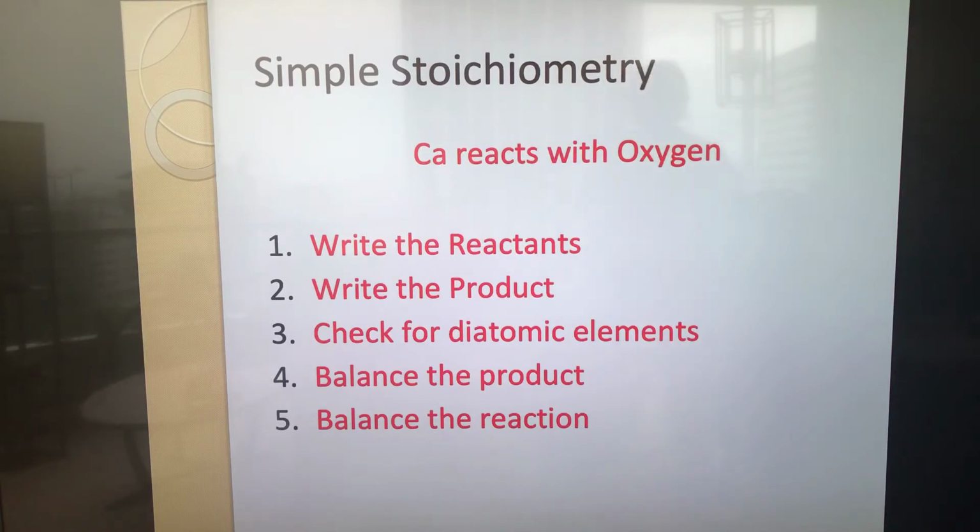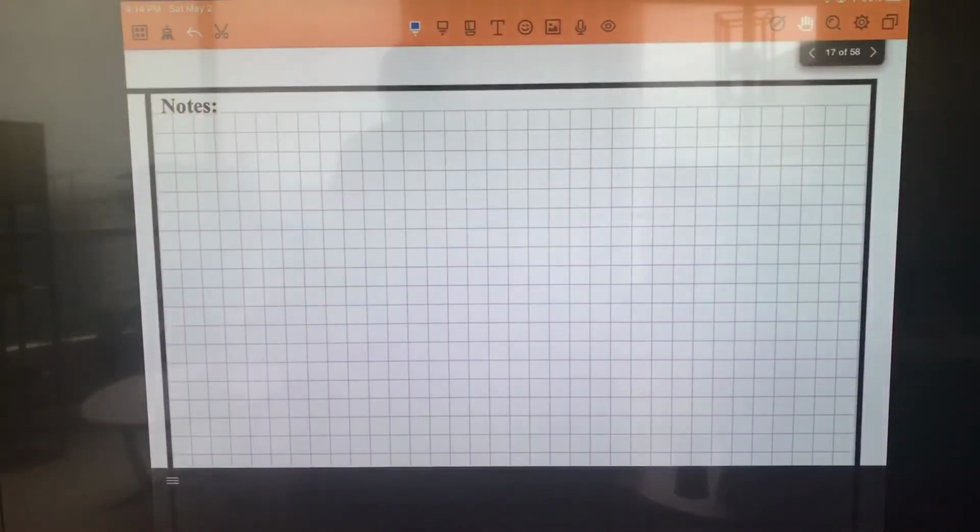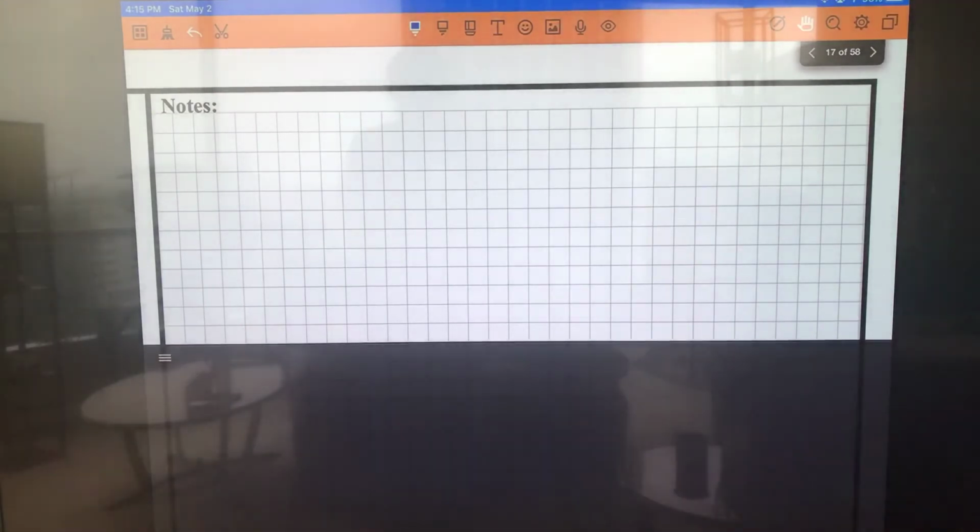I'm going to switch over to my iPad here pretty quick. What we're going to start with is a simple reaction of Ca, calcium, reacting with oxygen. These are the first 5 steps. We're going to write the reactant, write the product, check for diatomic elements, balance the product, and balance the reaction. These are the 5 steps we've been working on for a while now. So I'm going to zip over here. All right, so calcium and oxygen.